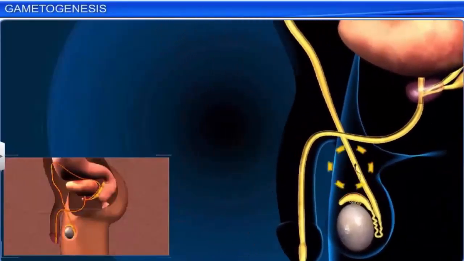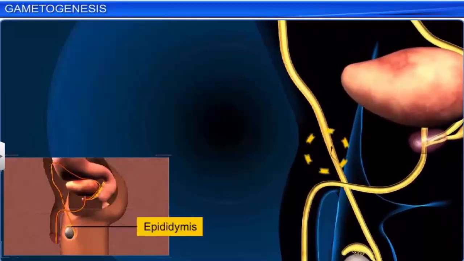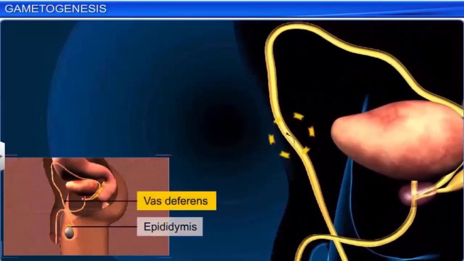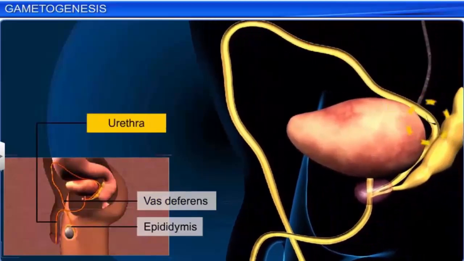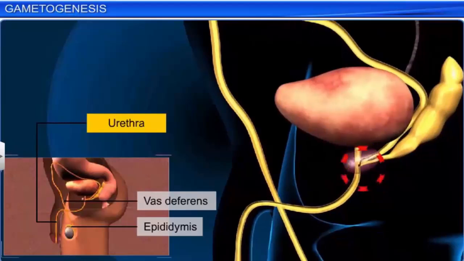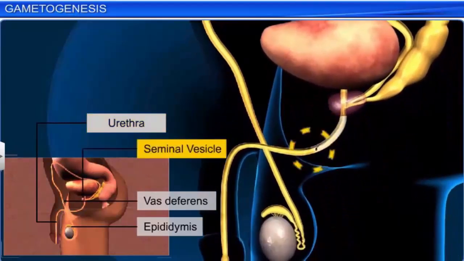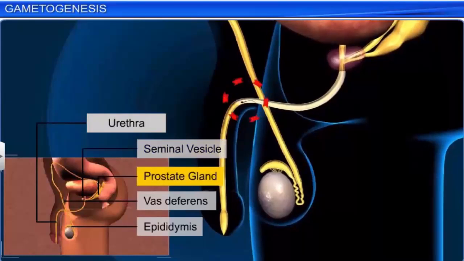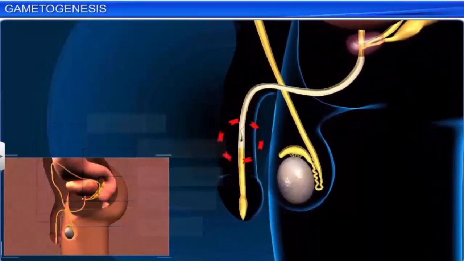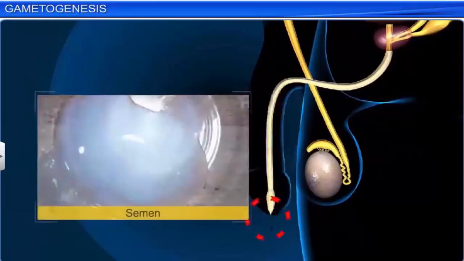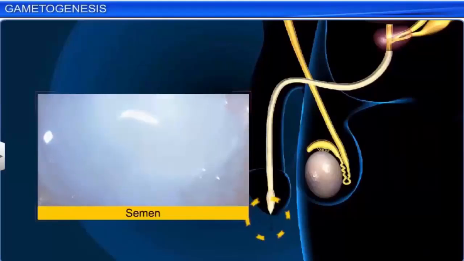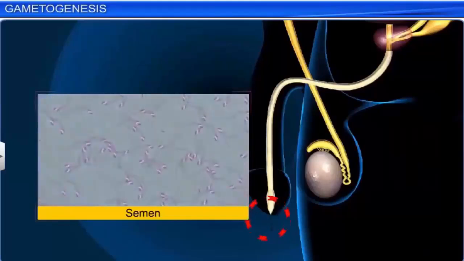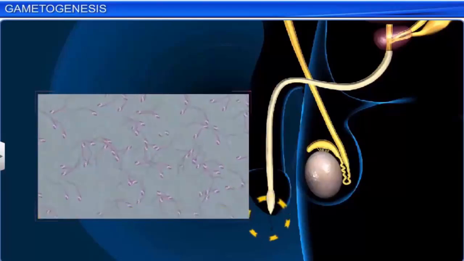During ejaculation, sperm from the epididymis are transported via the vas deferens to the urethra in the penis. As the sperms pass through the different tubes, they mix with fluids secreted by the seminal vesicles and prostate gland to form a mixture called semen, which is ejaculated by the penis. Did you know that semen released during a single ejaculation contains 200 to 300 million sperms?